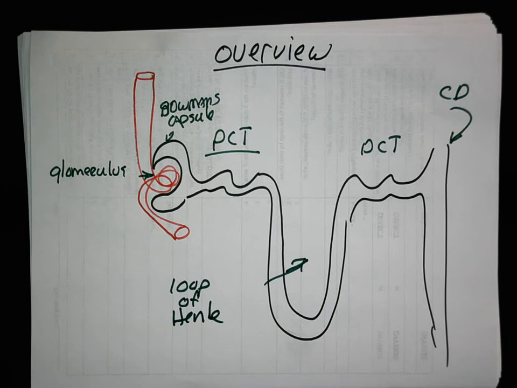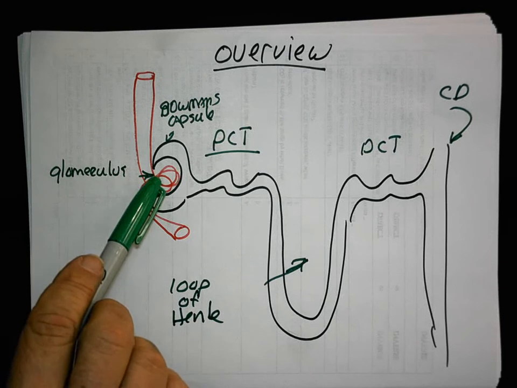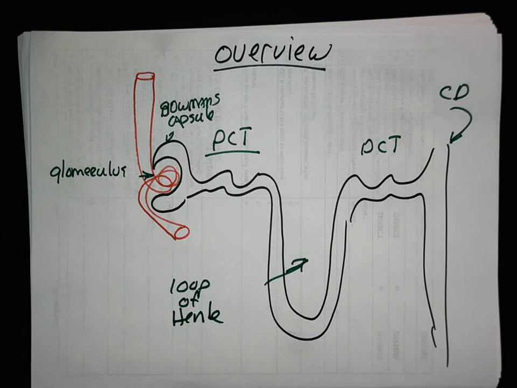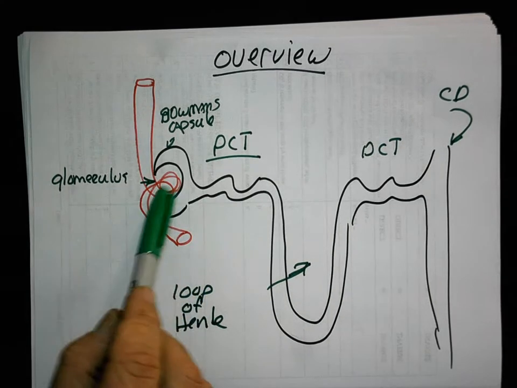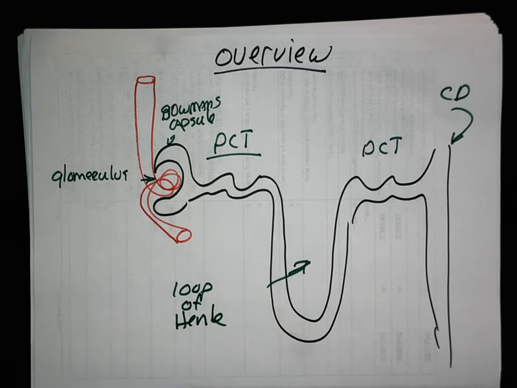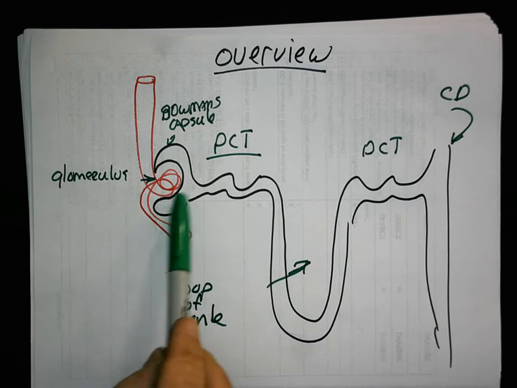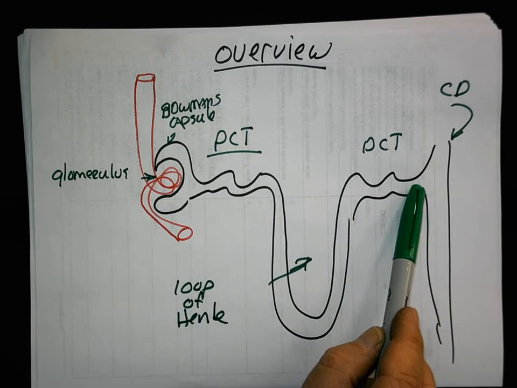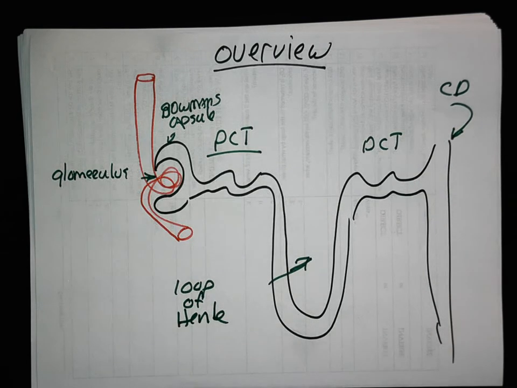So when you look at urine formation, you're looking at plasma being filtered from the blood supply to the Bowman's capsule, with fluid being transferred from the glomerulus into the Bowman's capsule. That filtrate travels to the proximal convoluted tubule, loop of Henle, distal convoluted tubule, and then out the collecting duct as urine.